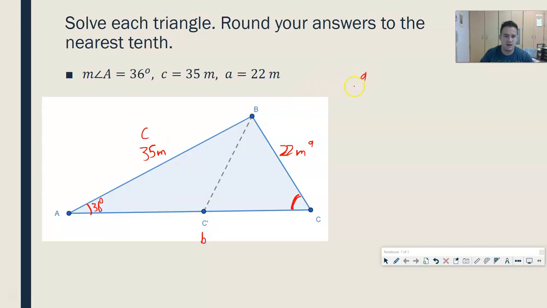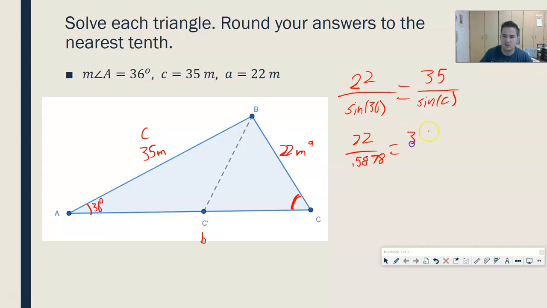So A, or 22, over the sine of 36 is going to be equal to 35 over the sine of C. I know that by the law of sines, because the opposite sides and angles, when I divide the side by the sine of their angle, all those ratios will be equal to each other. So sine of 36, that's 22 over 0.5878 is equal to 35 over the sine of C. And I'm kind of whizzing through this part because we've already done this.